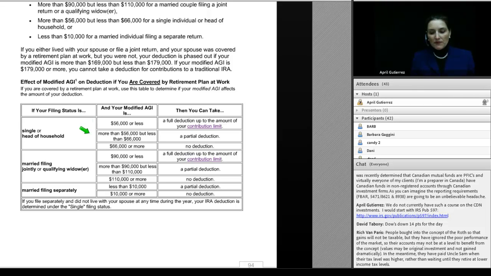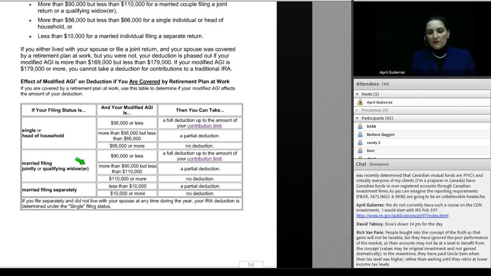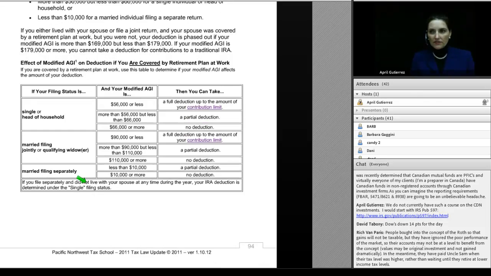If your income is between $56,000 and $66,000, you're allowed a partial deduction, and as soon as you have $66,000 or more of income, there's no deduction allowed at all. For married filing joint, if you have a pension plan at your job and you are filing a joint return, then your deduction is allowed in full as long as your joint return has modified adjusted gross income of $90,000 or less. If the income is between 90 and 110, you are in a phase out, and when the income hits $110,000 or more, you are not allowed a deduction at all. If you are married filing separately, your deduction phases out between $10,000 and $0.